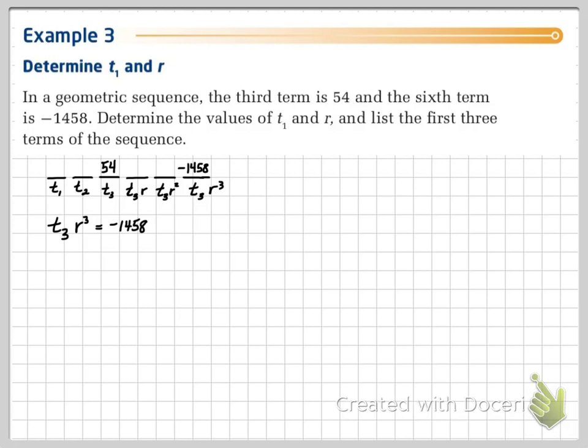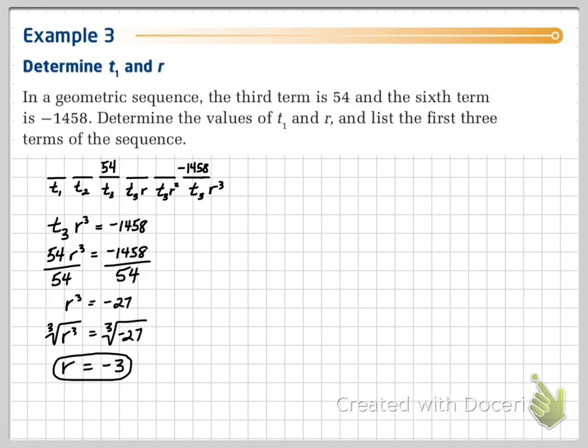Now I know what term 3 is, so I can substitute term 3 with the number 54. And 54 times r cubed has got to equal negative 1,458. Dividing both sides by 54 gives me r cubed is negative 27. Now I can take the cube root of r cubed and the cube root of negative 27, and I'm going to get that r is equal to negative 3.